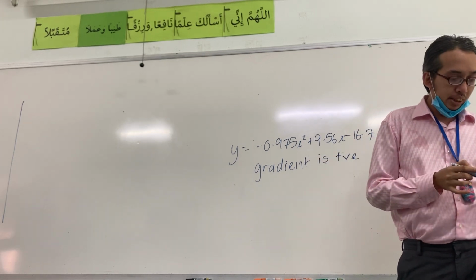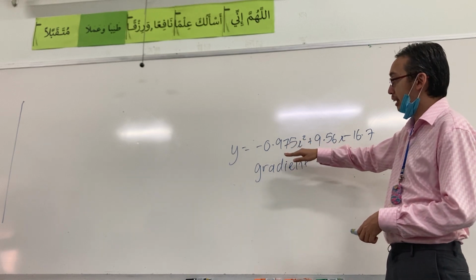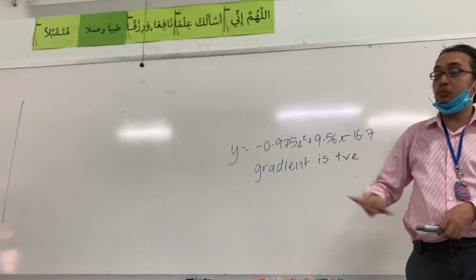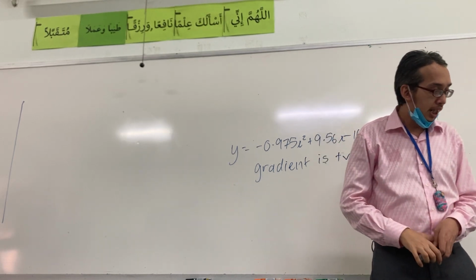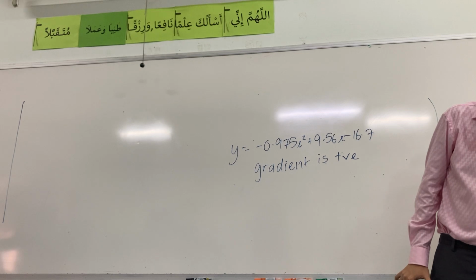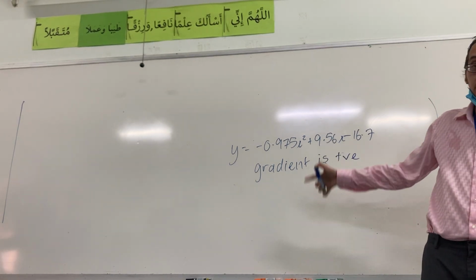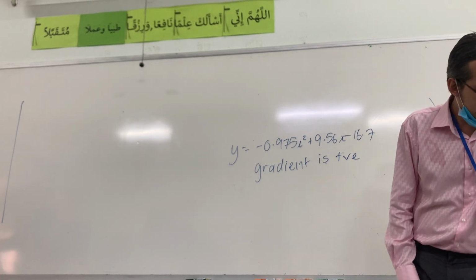If the gradient is positive, it's not what we want. That means it's always going up and up and up, so it doesn't make sense. You want it to be going downwards. So because the gradient is positive, that's why this model is not an appropriate model, or may not be a good model.